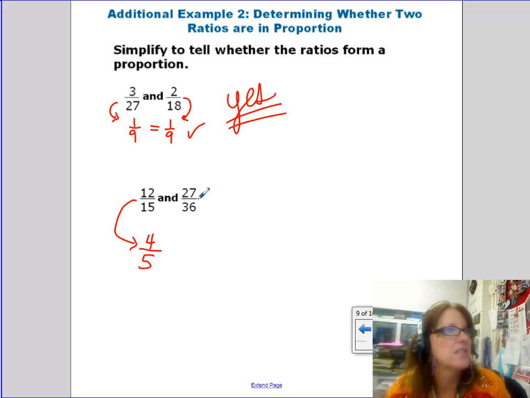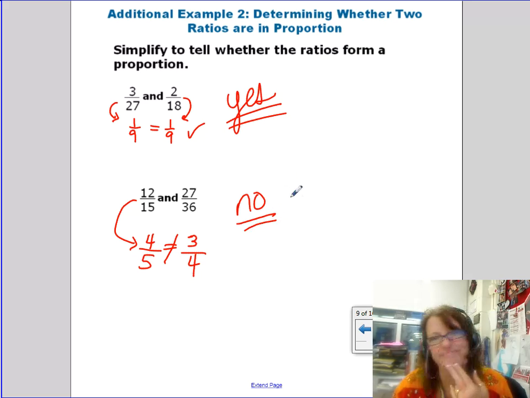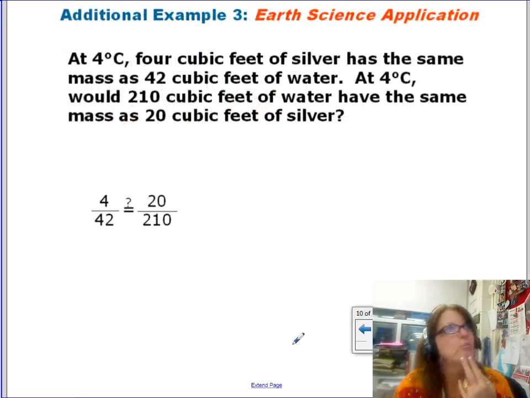27/36. Yikes. I'm trying to find that greatest common factor there. And I know a 3 will work, but I'm looking at these and I'm thinking, a 9 works. Yep. So if I factor a 9 out of the numerator and the denominator, I get 3/4. These guys are both in simplest form, but they are not equal to each other. They do not form a proportion. No, nope, nope, nope. All right, so let's look at this.